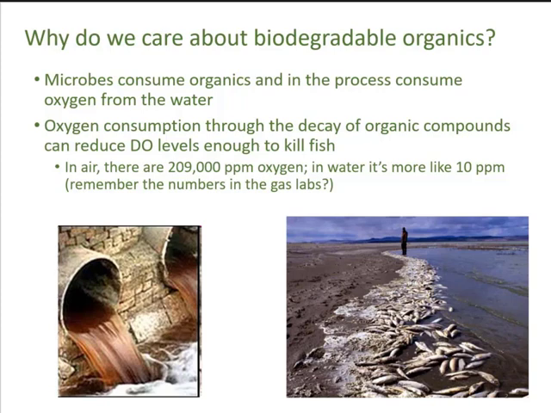fish. In the air, at 21% oxygen, there's over 200,000 parts per million. In water, saturation concentrations, depending upon the temperature, are more in the vicinity of 10 parts per million. And so fish don't have a real big buffer there.